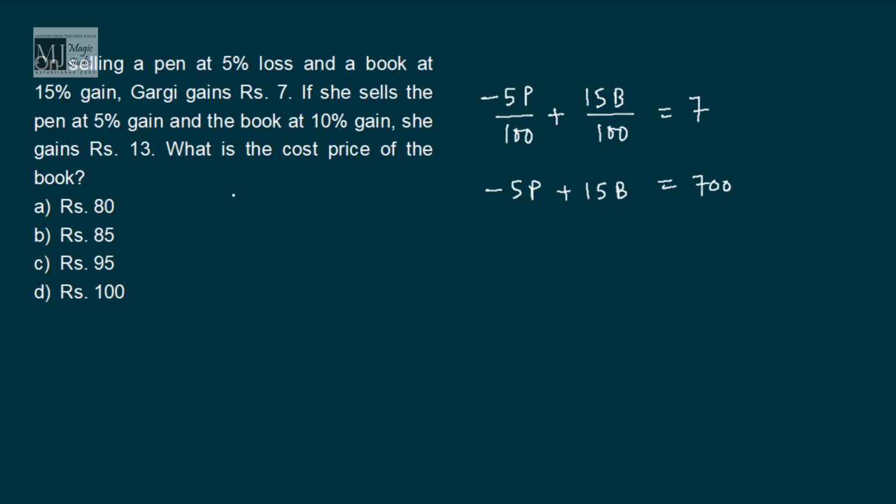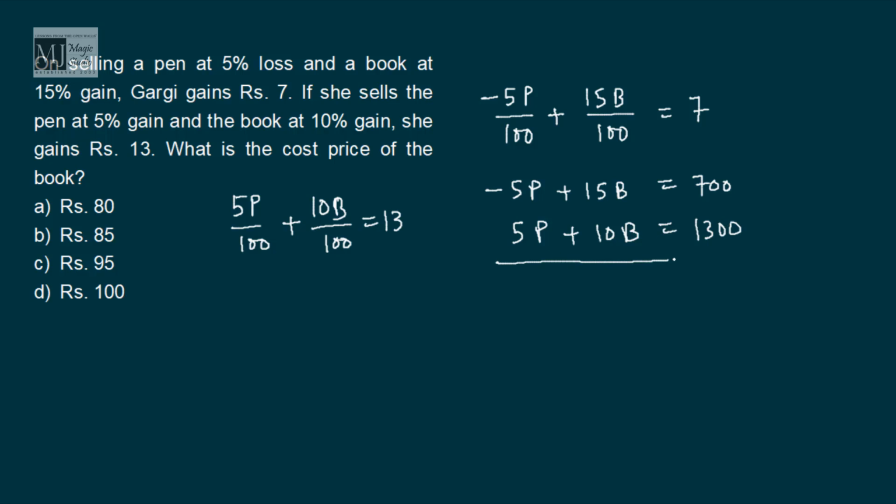If she sells the pen at 5% gain, that means 5p by 100, and the book at 10% gain, plus 10b by 100, she would have gained rupees 13. So we have another equation, 5p plus 10b is 1300. Can I add them up? Then I'll have 25b equals 2000. b is 2000 by 25, that is 80. Okay, cost price of b is 80.